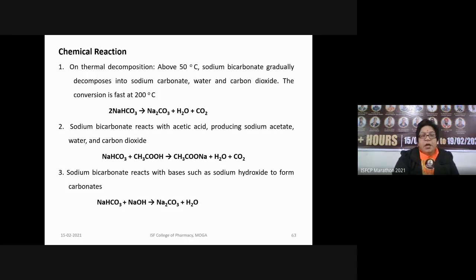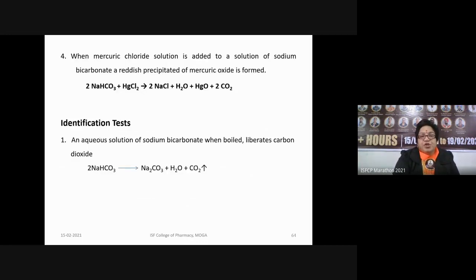When mercuric chloride, HgCl2, solution is added to the solution of sodium bicarbonate, a reddish precipitate of mercuric oxide is formed. Mercuric oxide, HgO, is formed along with H2O and carbon dioxide. Now coming to the identification test, how sodium bicarbonate can be identified. An aqueous solution of sodium bicarbonate when boiled liberates carbon dioxide. So carbon dioxide is liberated as a gas.